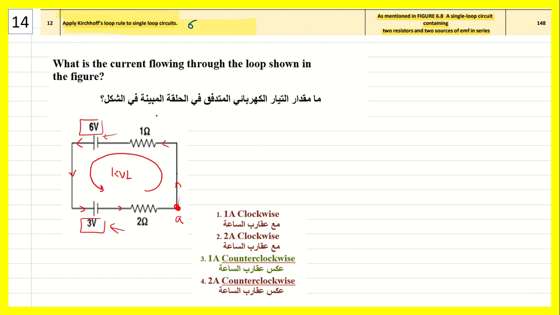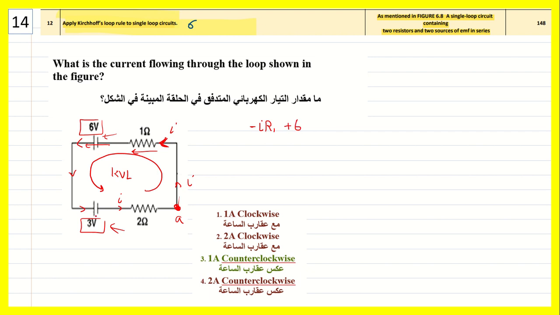Starting from point A, you can see that I'm entering the first resistance in the same direction as the current. So the current's moving like this, and I'm moving with the direction of the current as well. So I'm going to substitute its voltage as negative. So minus I times R1. Because this is a single loop, the current is the same everywhere, so I'm going to call it I. Then you can see that I'm entering the battery from the negative terminal, so I'm going to substitute its voltage as positive.